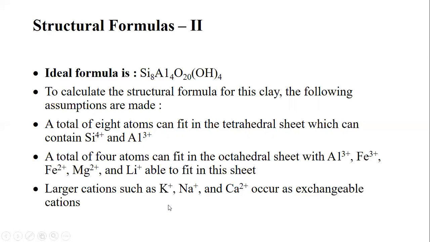Larger cations such as potassium, sodium, calcium occur as exchangeable cations. Remember, those colloids always have negative charges, and the negative charges have exchangeable cations. We just talked about CEC. So the exchangeable cations are there to neutralize the negative charges. These, we cannot calculate them as part of the structure. These are external. So these large ones, if we determine potassium, sodium, calcium, they do not go into this structure. They are exchangeable cations on the colloid.